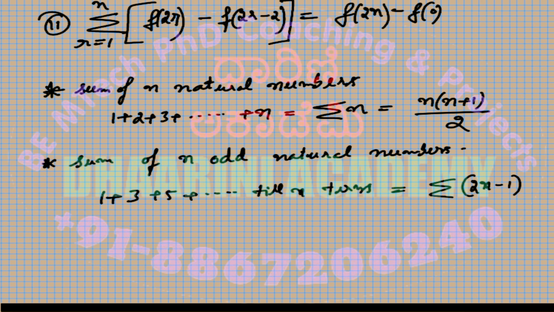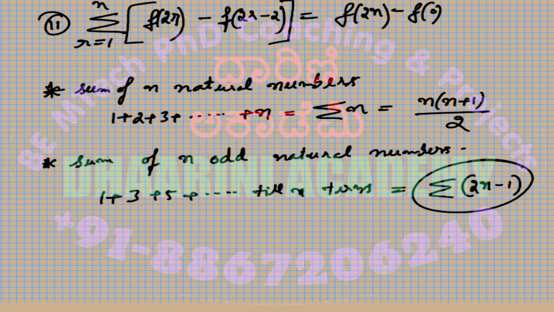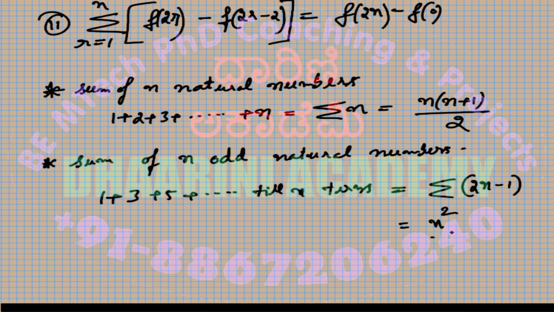Put n equal to 1. What happens? 2 into 1 minus 1, so that is 1. When you put n equal to 2, the second term is 2 into 2 minus 1, so 3. Then when you put n equal to 3, 2 into 3, 6 minus 1, so that is 5. So you are taking the sum of numbers like that up to any nth number. So this comes to be equal to simply n square. Right? That is the answer.